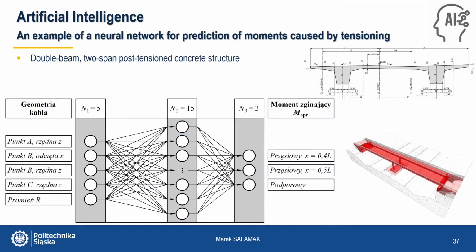Here we see an example of neural network architecture used to predict the value of bending moments caused by pre-stressing tendons in a double-girder post-tension concrete bridge. Here we see the input layer, hidden layers, and output layer. Together they build a network architecture. In this case, a single hidden layer of 15 neurons was used.